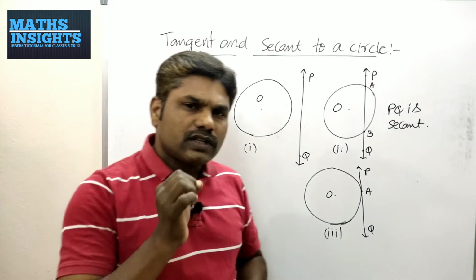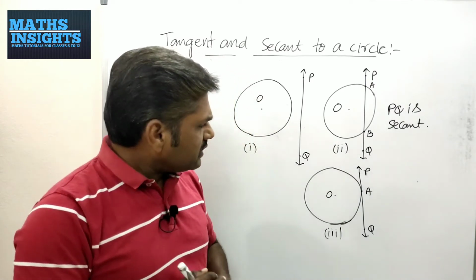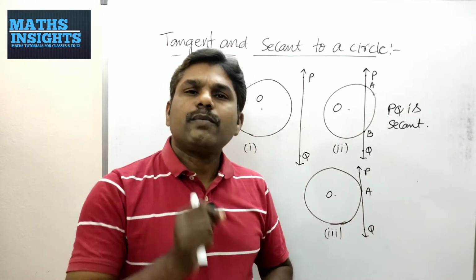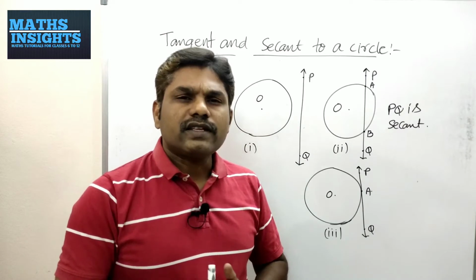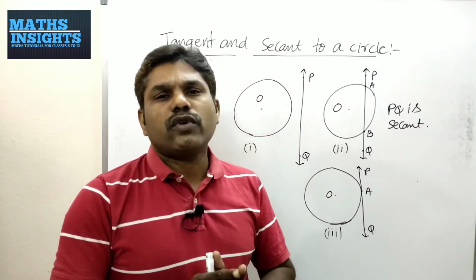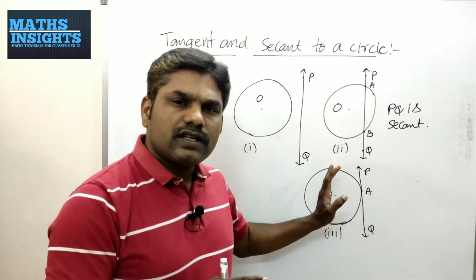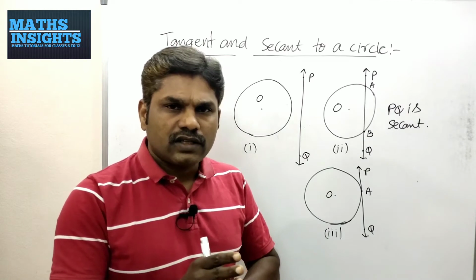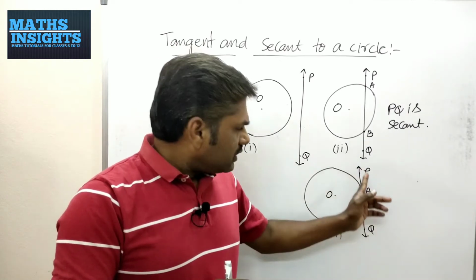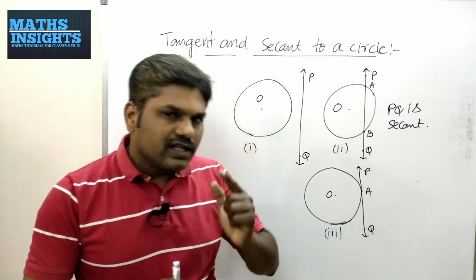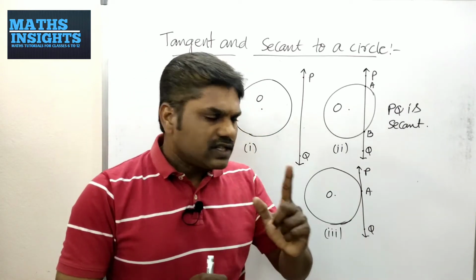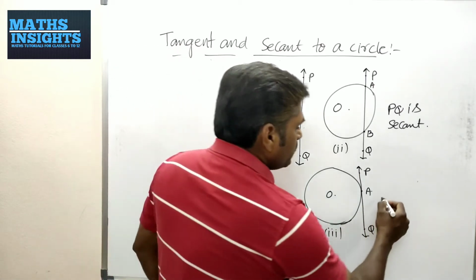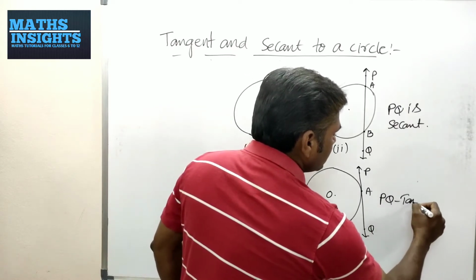Next, coming to the third situation, the circle and the line PQ will touch each other at a point. That means there is only one common point between the line and the circle. That point is called point of contact. Now the line PQ, which is touching, not intersecting, which is touching the circle at a point, is called tangent to the circle. See, PQ here is tangent.